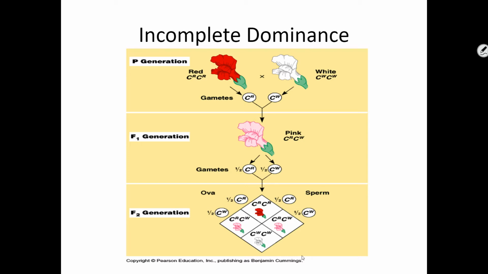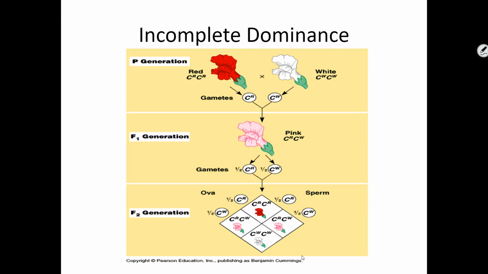This first concept is incomplete dominance. When you get confused on these, just look at the name. It tells you what's going on. There's dominance, and we understand the idea of dominance, right? Dominant always expresses itself. However, this one's incomplete dominance, so it's not completely expressing itself. So I'll give you an example.